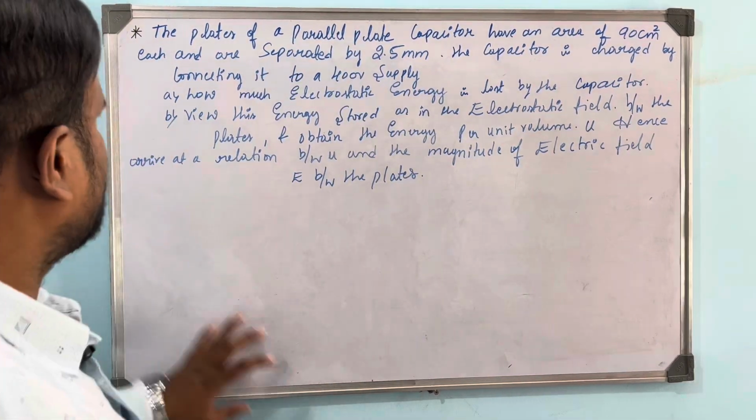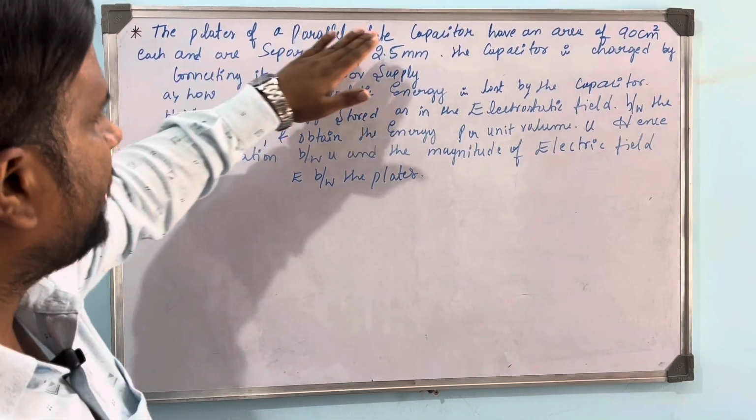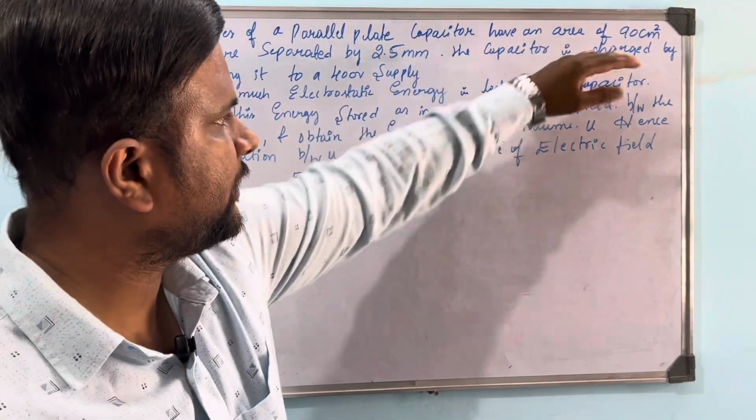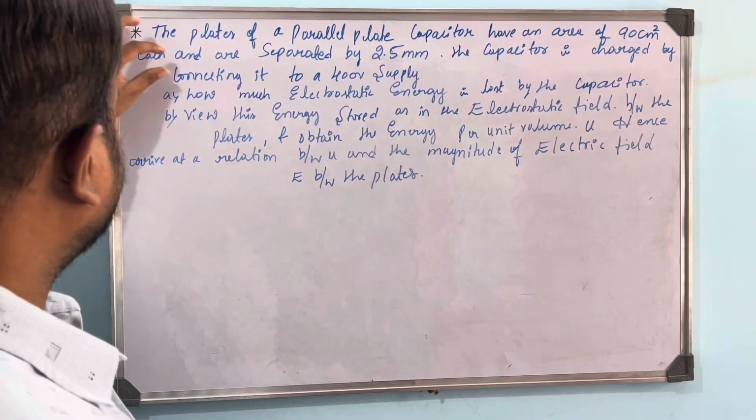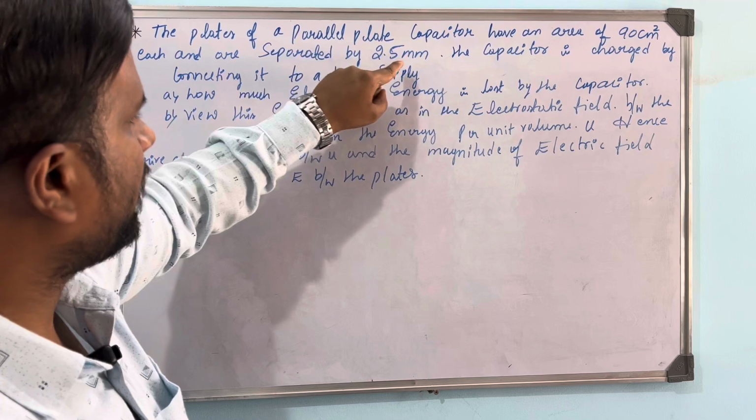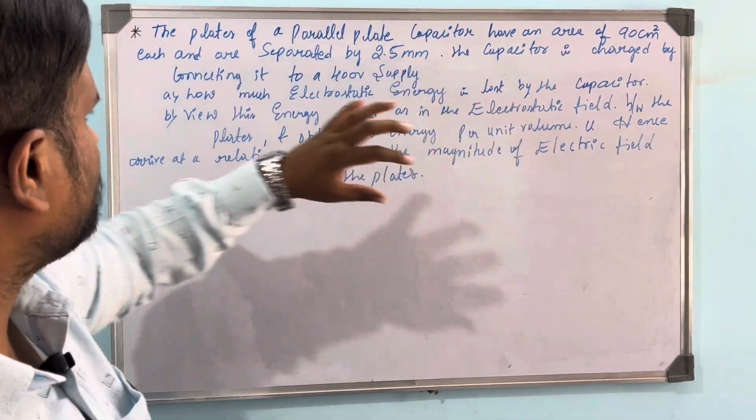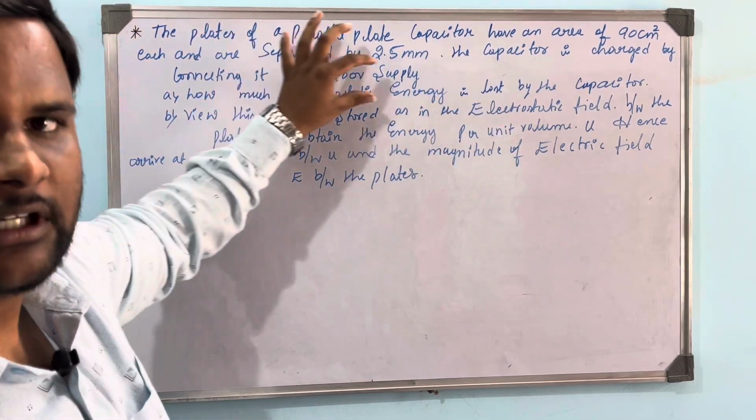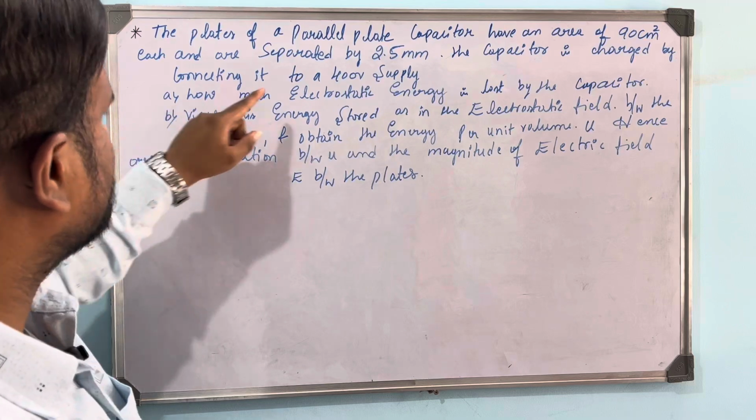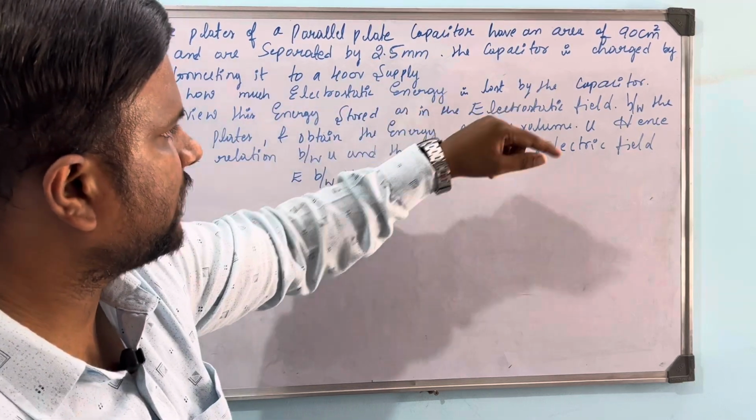So see here, next numerical: the plates of a parallel plate capacitor have an area of 90 centimeter square each and are separated by 2.5 millimeter. The capacitor is charged by connecting to a 400 volt supply. How much electrostatic energy is lost by the capacitor?